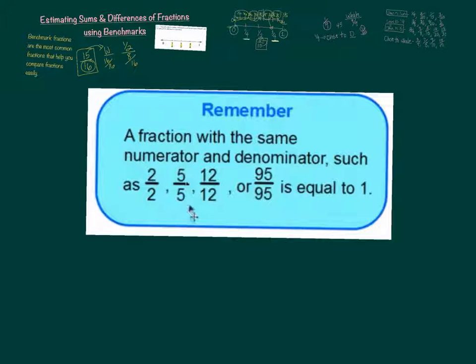So finding our whole is really easy because a fraction with the same numerator and denominator, such as 2 over 2, 5 over 5, 12 over 12, they equal 1. So to find close to 1, you just look at the numerator should be 1 or 2 less than your denominator.